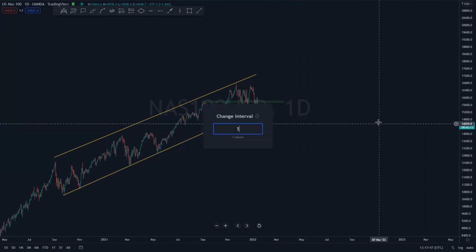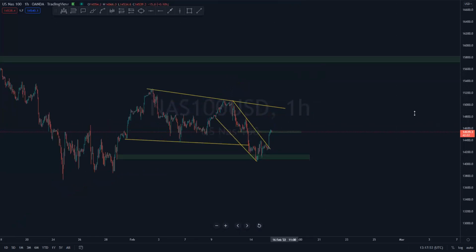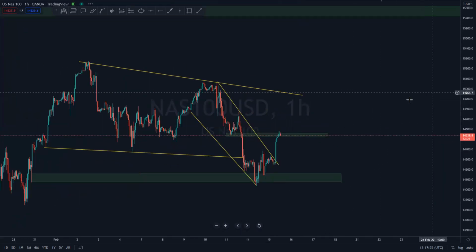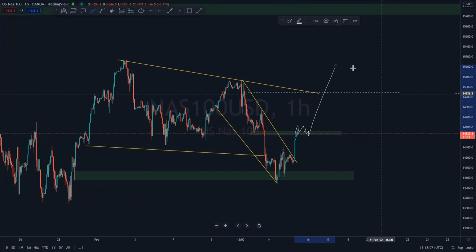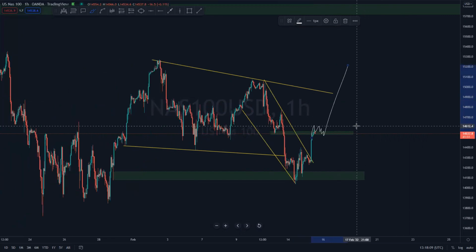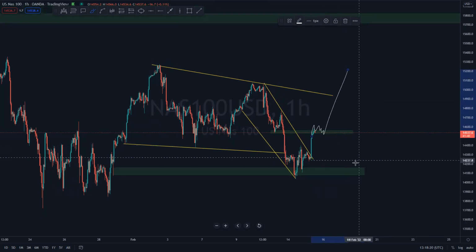So let us go back to 1 hour. What I'm expecting on nas100 is at least a young correction, and then I'm looking for a continuation pattern to start to the upside. So guys, on nas100 I'm going to look for buying opportunities only, and on us30 I'm going to look for selling opportunities, but I'm going to see how it reacts, and then I'm going to follow my plan.